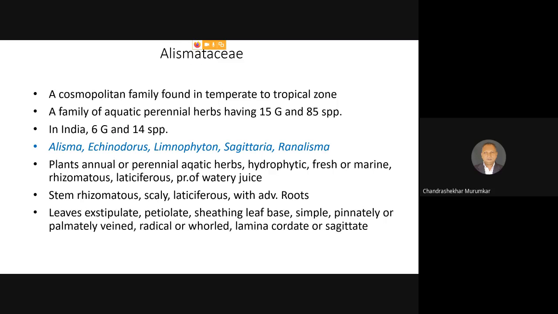And because of that, when we are studying the monocots, the perspective of this monocot is totally different when we compare it with the dicots. And because of that, we have to trace some of the interesting families. The first family which we are going to study today is the family Alismataceae. It's a very important family from phylogenetic point of view.